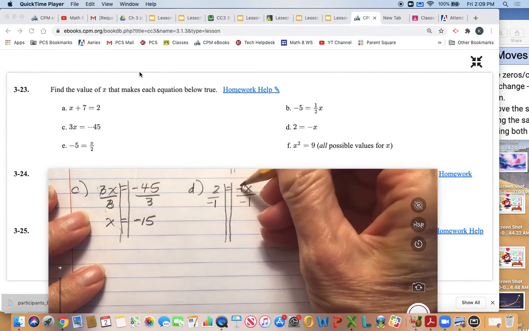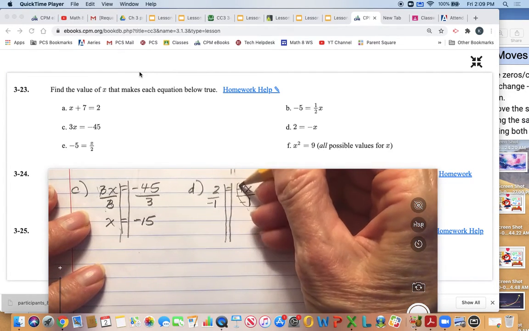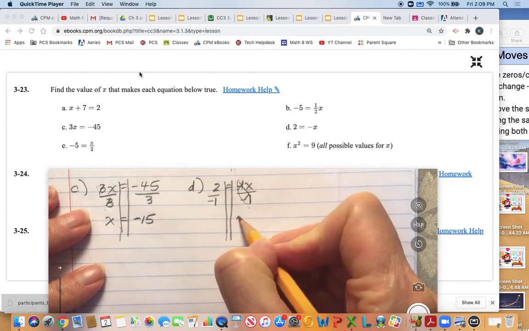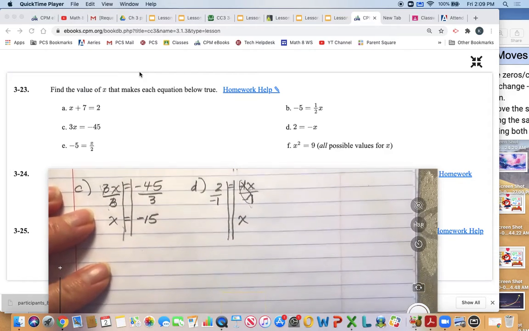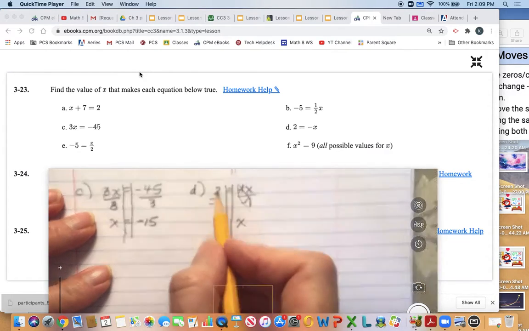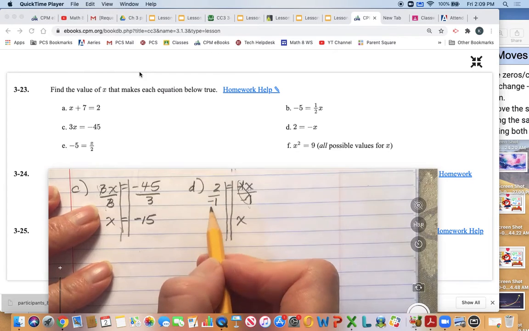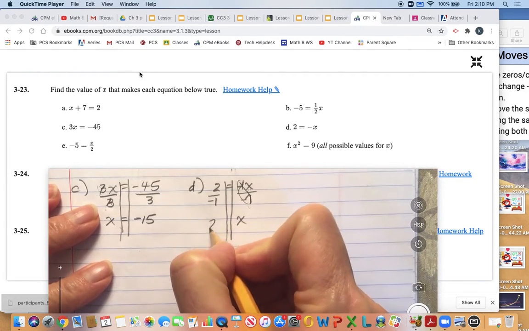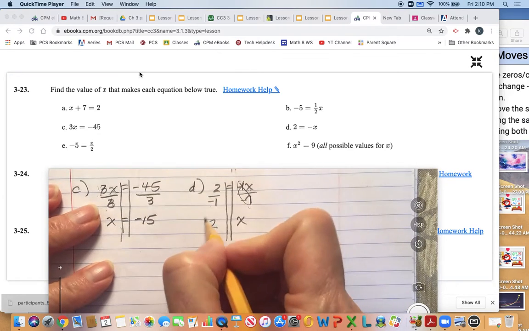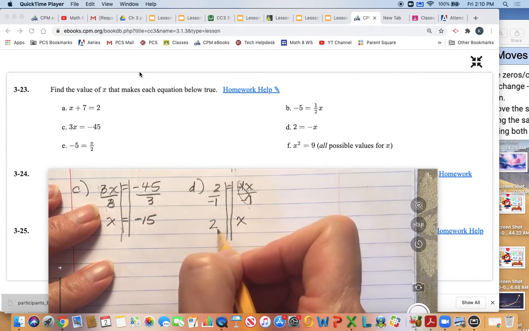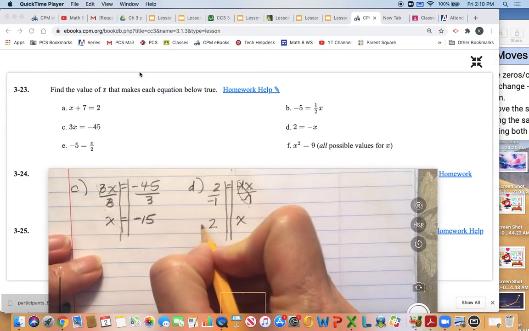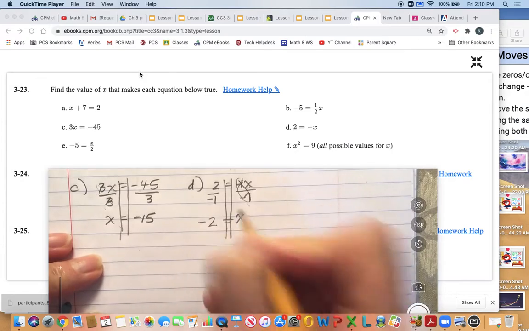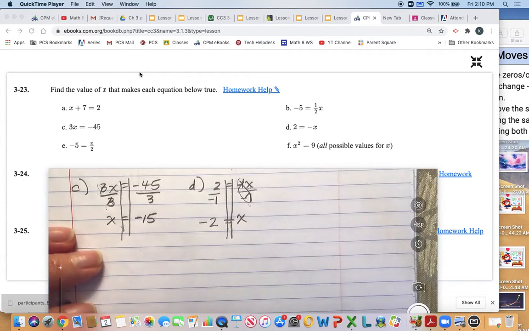So if we've got negative 1 over negative 1, that is a giant 1. So they just cancel out. And so all we have left is x on this side. And then on this side, we've got 2 divided by negative 1. And so that really means the negative sign applies to the entire number. And 2 over 1 is really 2. So this is just negative 2. So x is equal to negative 2.